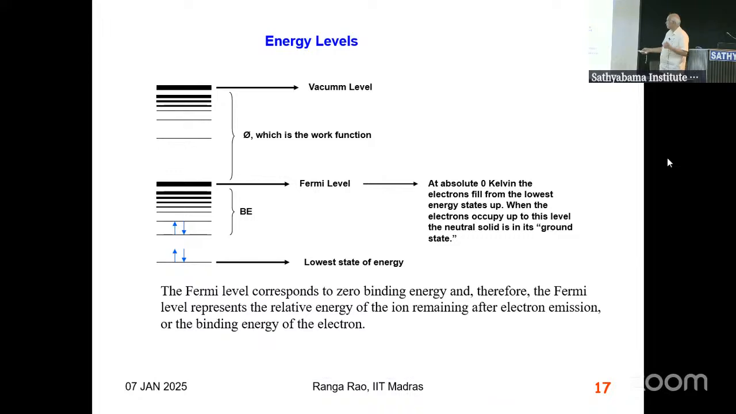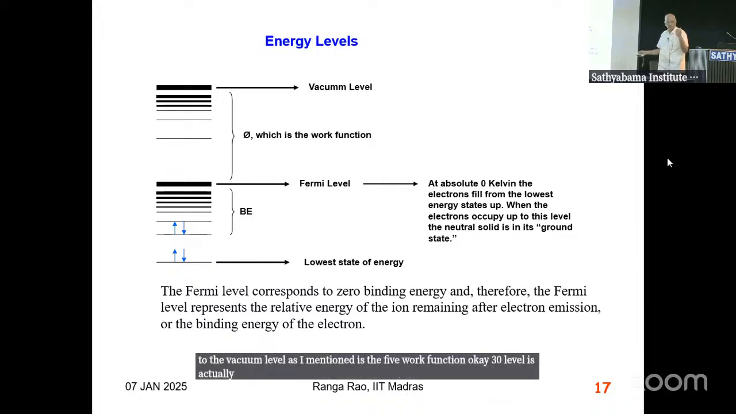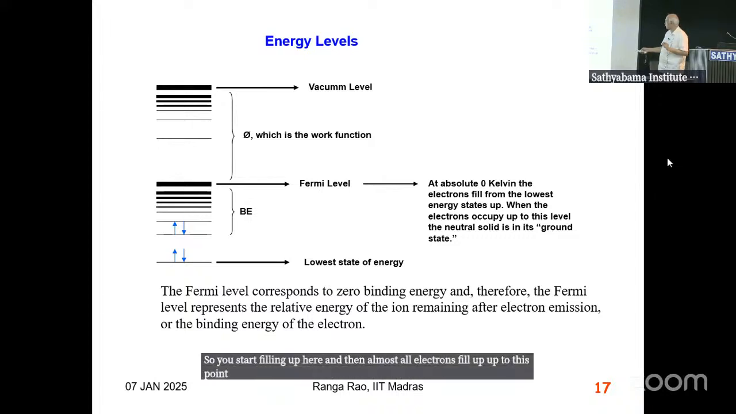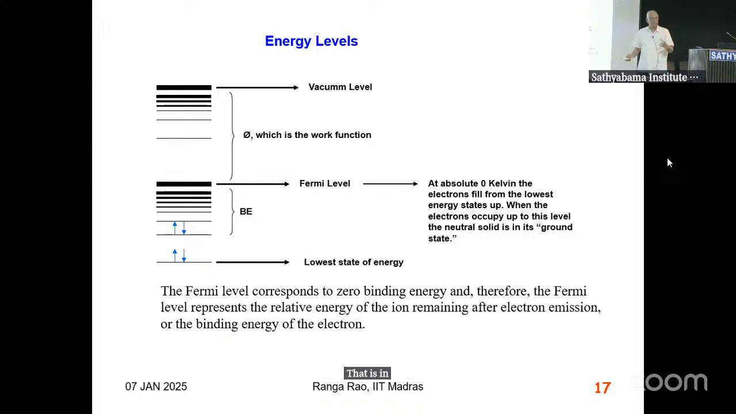Okay. The Fermi level is actually precisely defined. We are just saying that, but precisely, at absolute 0 Kelvin, electrons fill from the lowest energy states up. When the electrons occupy up to this level, the neutral solid is in its ground state. So you start filling up here, and then almost all electrons fill up to this point, and that is the 0 Kelvin. This is in the ground state. The solid is in the ground state.